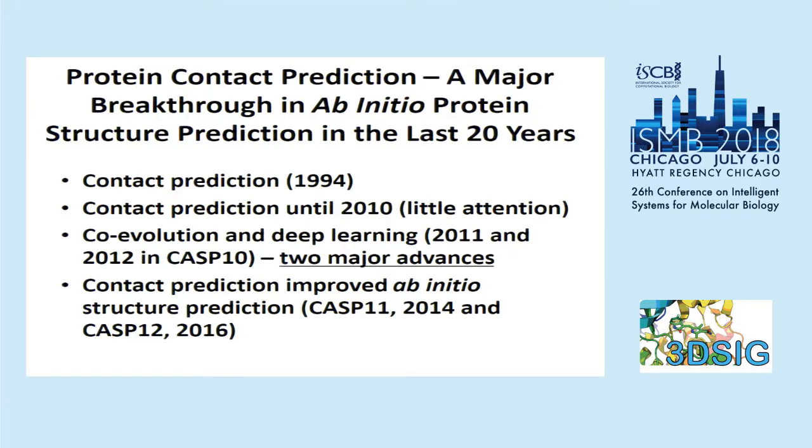People used co-evolution between amino acids in a protein family to predict contacts. If you have a sufficient number of sequences, you can calculate the co-evolution and make a very accurate contact prediction. Another major advance was in 2012 in the CASP-10 experiment. Deep learning was introduced to improve contact prediction. And since then, in CASP-11, 2014, and CASP-12, 2016, contacts have been shown to significantly improve tertiary structure prediction. And it actually is one of the most important breakthroughs in the field of ab initio structure prediction in the last 20 years since fragment assembly was designed in 1997.